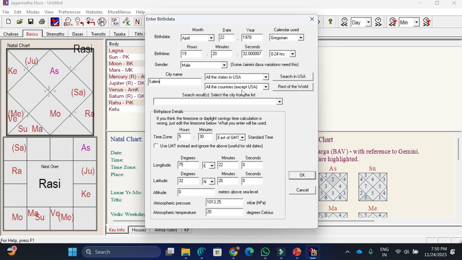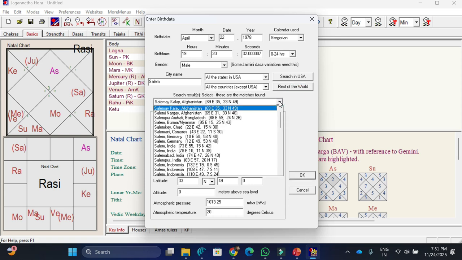Now once you enter the city, Tamil Nadu, you have to press Rest of the World. Then you have to select your city from here, Salem, India. By default, it takes all states in USA. So since we are in the rest of the world other than USA, we have to first select Rest of the World, and then select the city from here, like Salem, India.